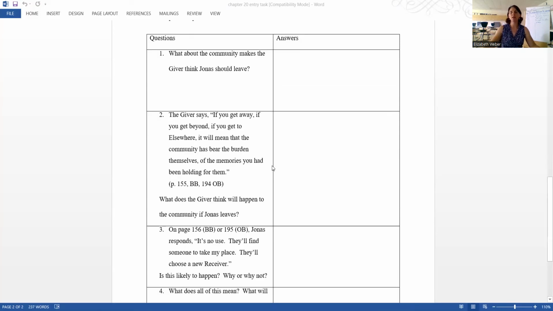All right, question 1, but don't ask for the answers. That's what you and your partner are going to talk about. What about the community makes the giver think Jonas should leave? You're going to look in your book, in chapter 20 or earlier. So that might be when you want to go back to other chapter or reader's notes. Those are our chapter notes, and decide what is it that makes them want to change or leave.